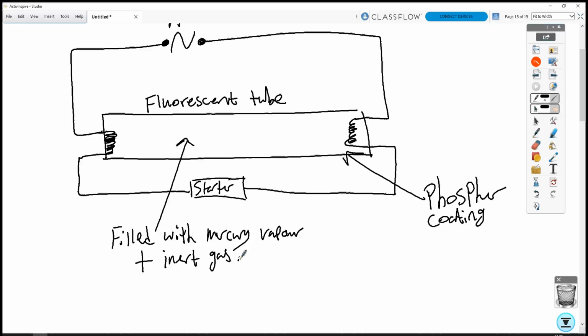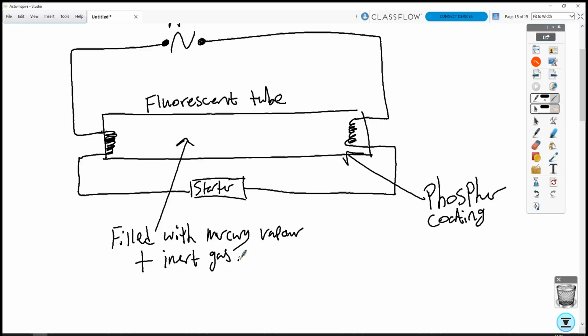In that process, that filament gets hot, the starter gets hot. Filaments get hot. What do they do? They start emitting electrons. Why? Because that heat gives them enough energy for the electrons to escape the material. So electrons start flying out of this.